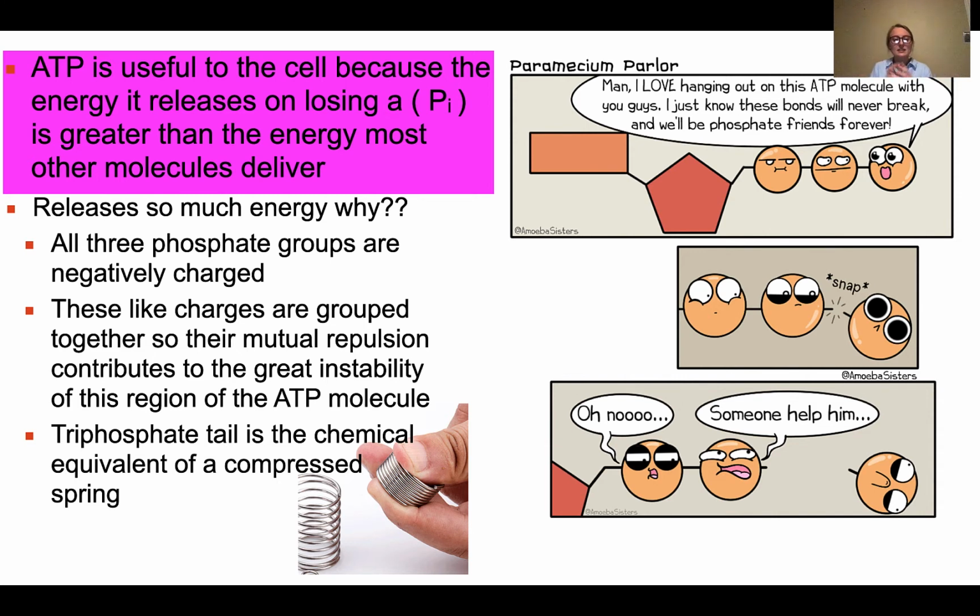So that triphosphate tail, you can think about being like a compressed spring. It is just ready to be uncompressed. It's ready to let go.